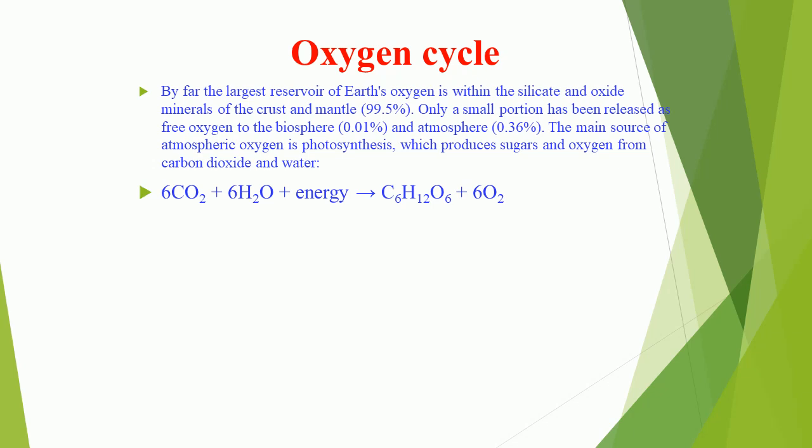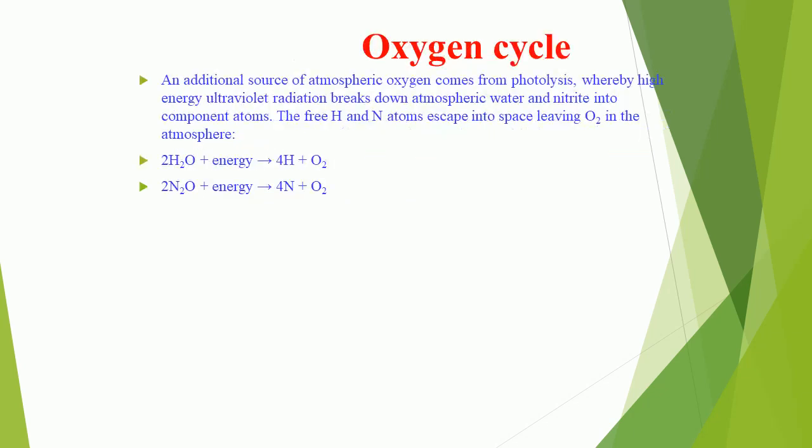6CO2 plus 6H2O and energy yields C6H12O6 plus 6O2. An additional source of atmospheric oxygen comes from photolysis, whereby high-energy ultraviolet radiation breaks down atmospheric water and nitrous oxide into component atoms. The free H and N atoms escape into space, leaving O2 in the atmosphere. 2H2O and energy yields 4H plus O2. 2N2O and energy yields 4N plus O2.